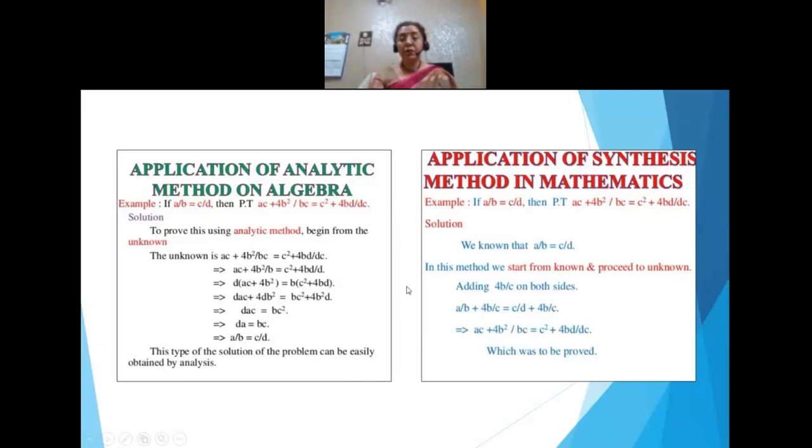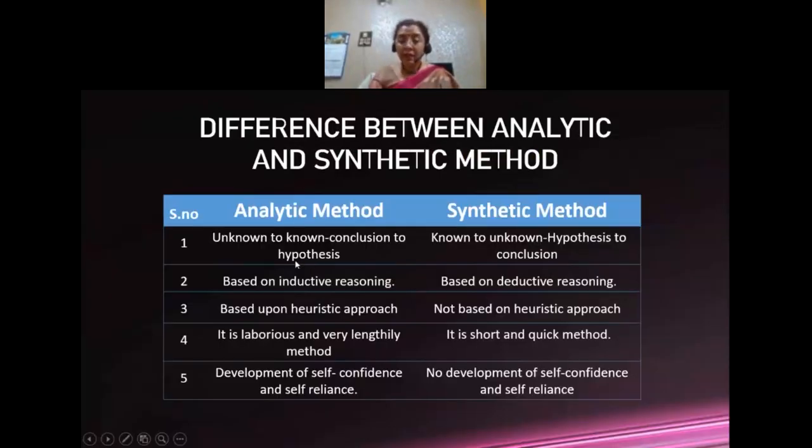So basic difference between the two is that analytic method is more based on inductive, heuristic approach, self-confidence increases. Whereas in synthetic method, it is more of deductive reasoning and not based on heuristic method. It does not give any new knowledge. But remember, synthesis method is less time consuming.